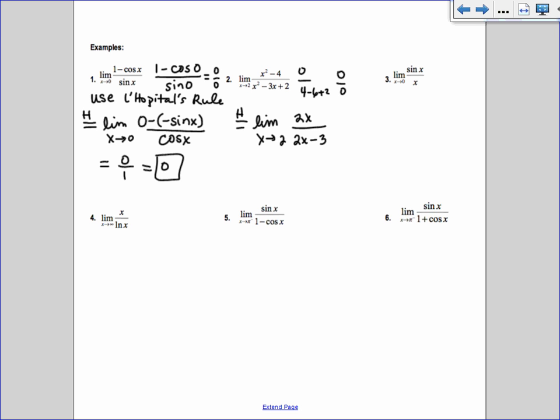Okay, so now I can plug in a 2, right? So if I plug in a 2, I get 4 over 4 minus 3. So I get 4. So that's your answer. So a little bit faster sometimes than the other method.